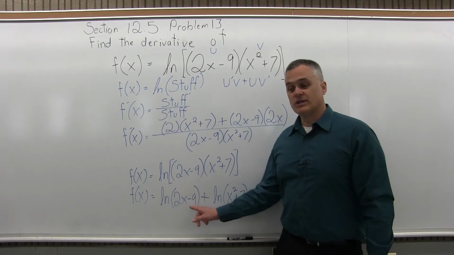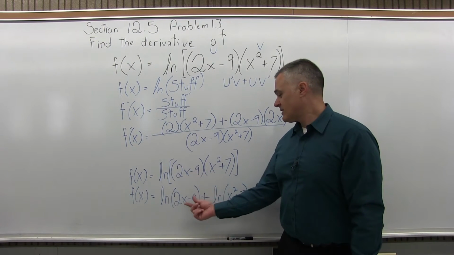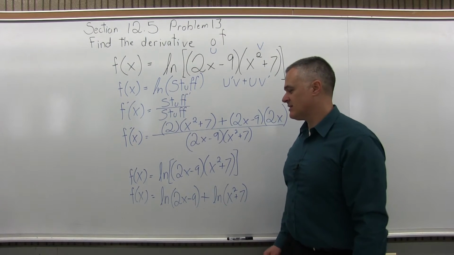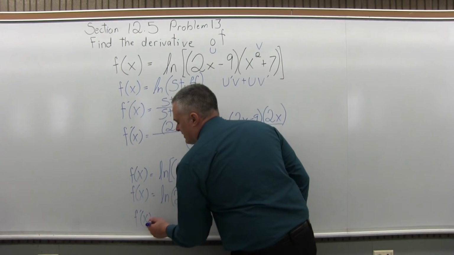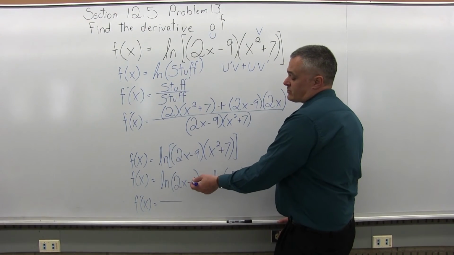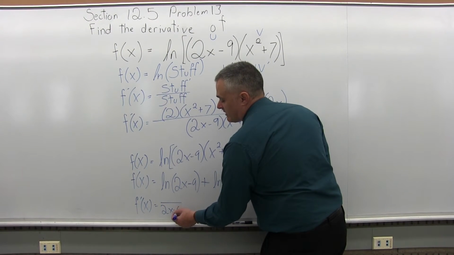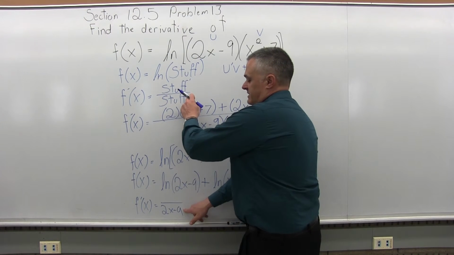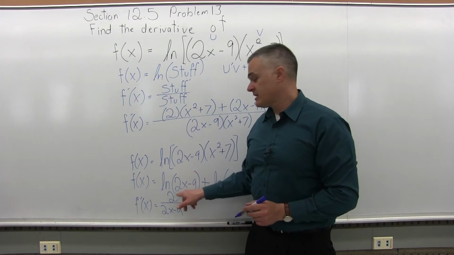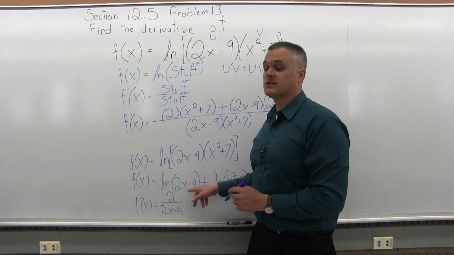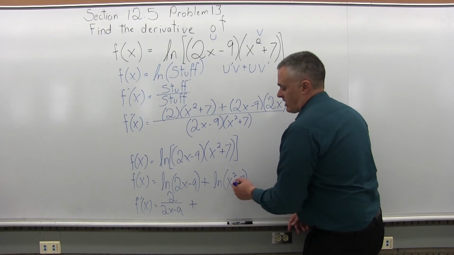The first property of log says I can do that. That's legal. Instead of finding the derivative of one big piece, I could find the derivative of two separate pieces and add those answers together. So f prime of x equals, well, the first one, natural log of 2x minus 9. The 2x minus 9 goes in the denominator. Again, I'm doing that as stuff. Stuff prime, which is 2, goes on the top. Again, the 2x gives me a derivative of 2. The minus 9 has no x. Its derivative is 0.